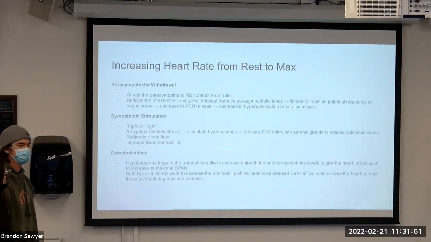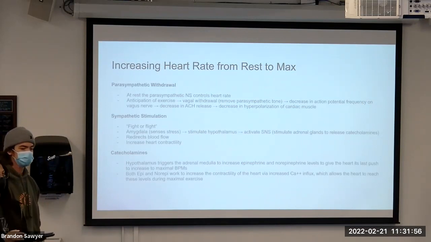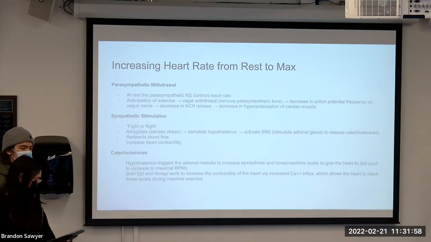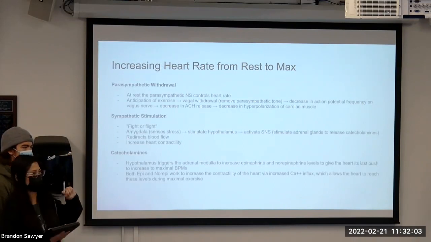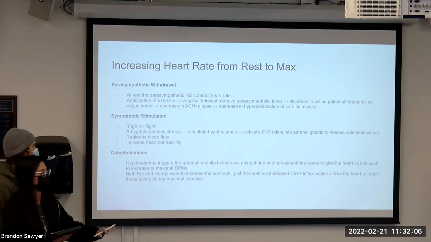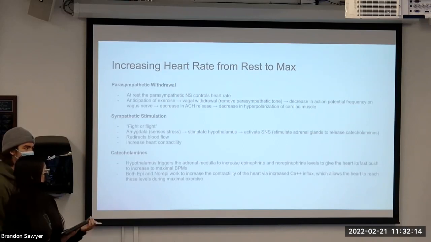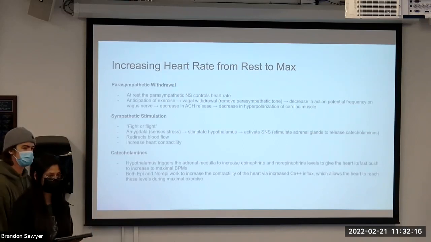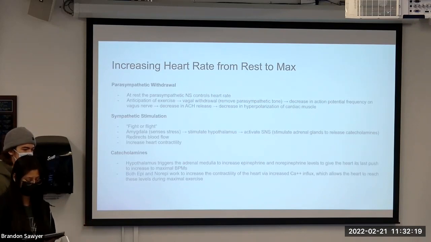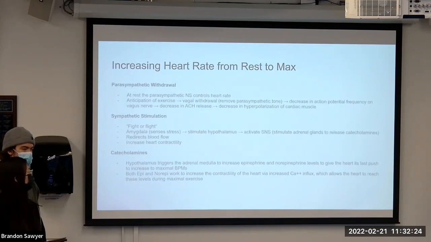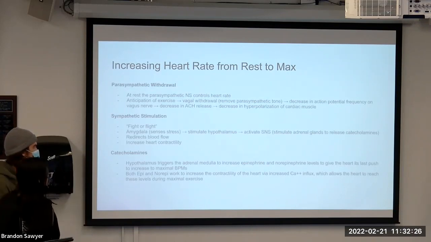So when talking about parasympathetic withdrawal, at rest the parasympathetic nervous system controls heart rate. In anticipation of exercise, this is Tara's slide, so she outlined the pathway. Anticipation of exercise leads to vagal withdrawal, the removal of parasympathetic tone. That leads to a decrease in action potential frequency on the vagus nerve, which decreases acetylcholine release and thus decreases hyperpolarization of cardiac cells.